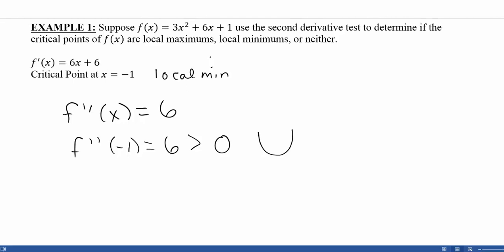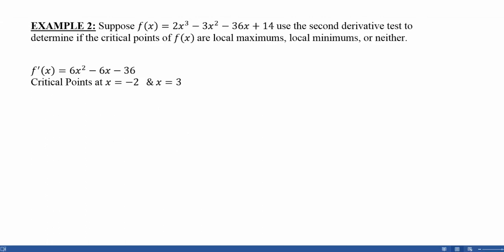Let's try another. Suppose that f of x equals 2x cubed minus 3x squared minus 36x plus 14.